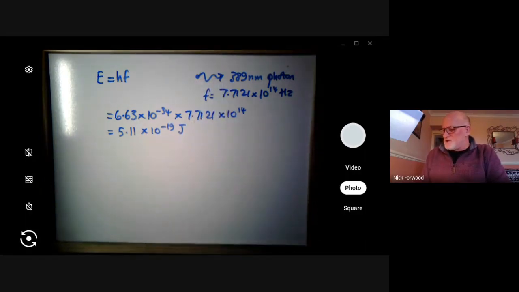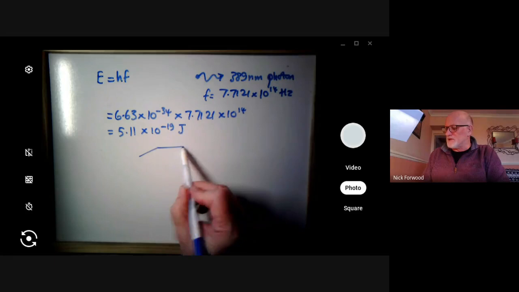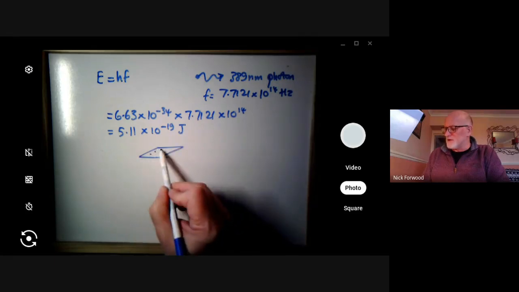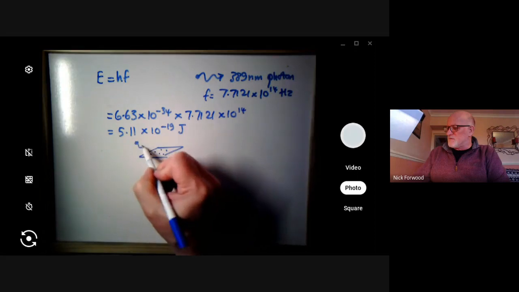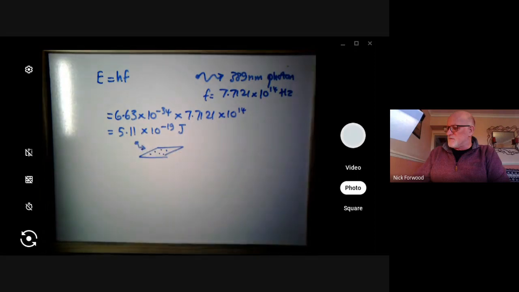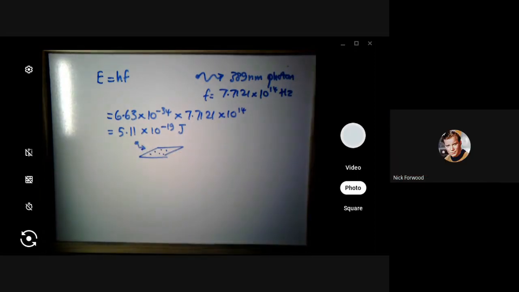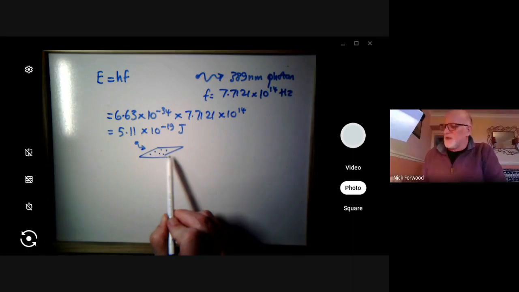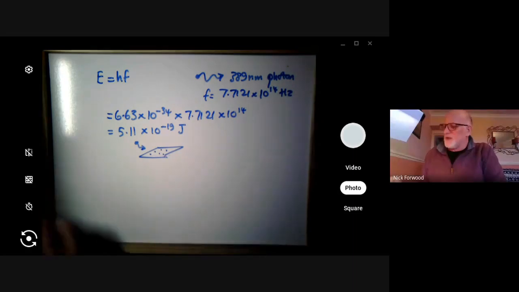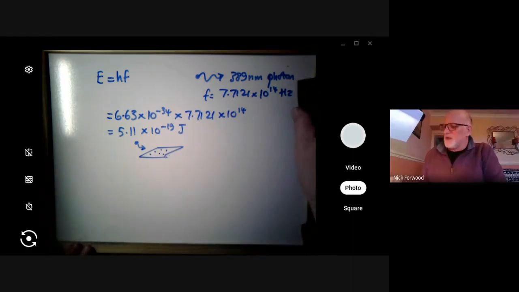And now that energy may or may not be good enough to remove an electron from our bit of zinc plate. So here's our bit of zinc plate. Remember, there's all these electrons here. This photon is going to come whizzing in, and we have to be able to work out whether that energy is enough to remove this electron, which is locked into the zinc plate. And we'll come back to that a little bit later on.